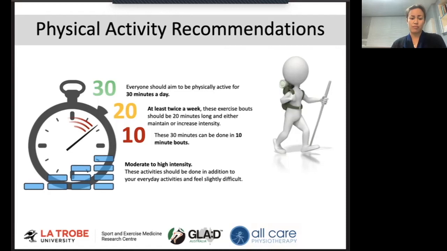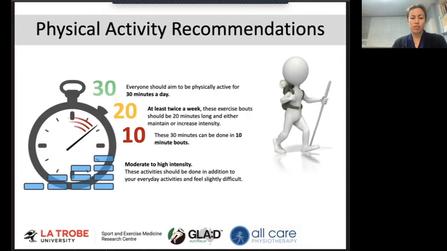and either maintain or increase intensity throughout this. Exercise should be completed at an intensity when you start sweating and become slightly short of breath. This means endorphins or a natural high will be released and you will start the adaptation process to getting stronger and fitter.